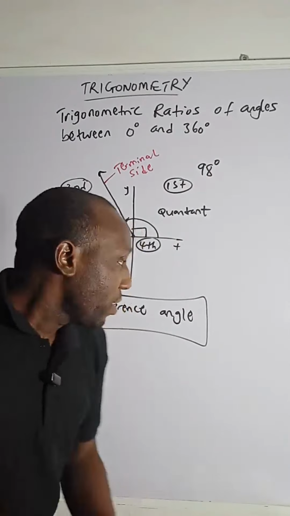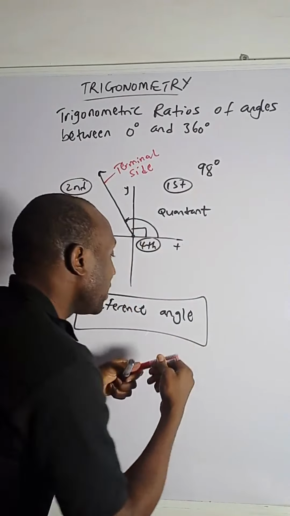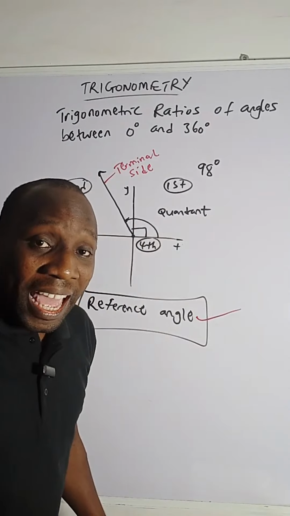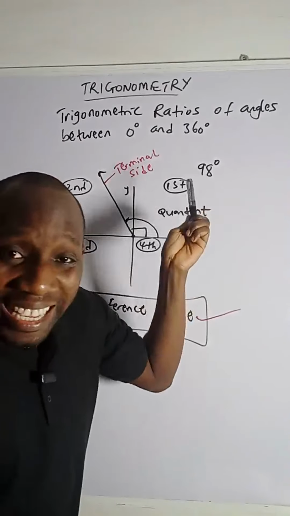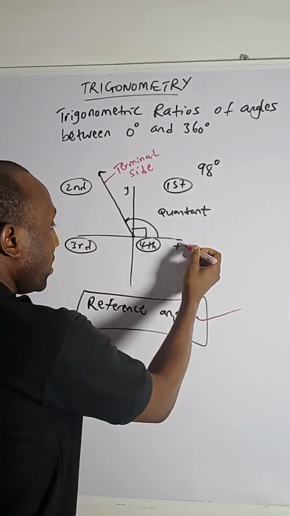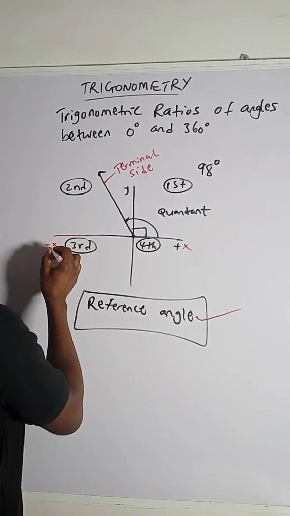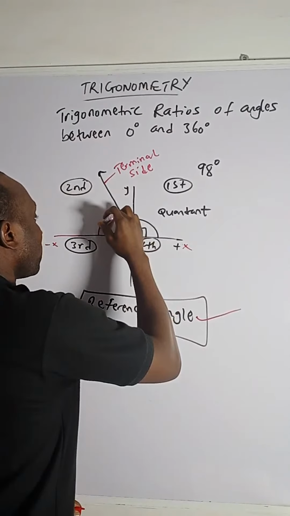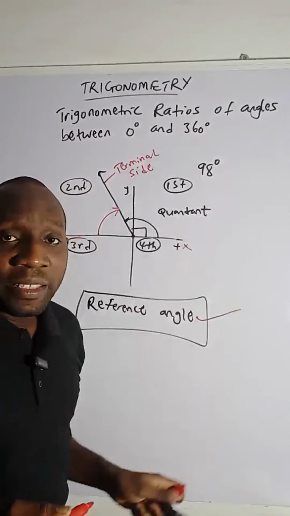Now, I said I was going to talk about the reference angle. What is a reference angle? It is between the x-axis and the terminal side. So if you want to get the reference angle of 98 degrees, this is the positive x-axis, and this is the negative x-axis when I extend it. From the x-axis, you go like this. This is the reference angle to 98 degrees.